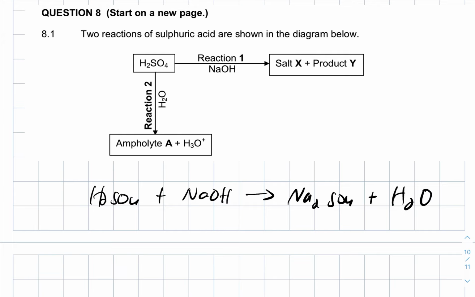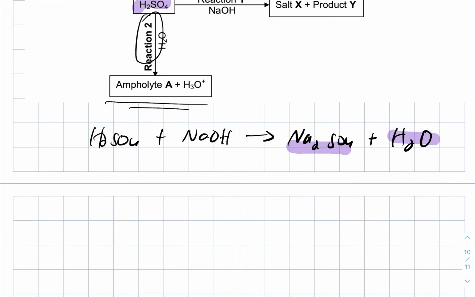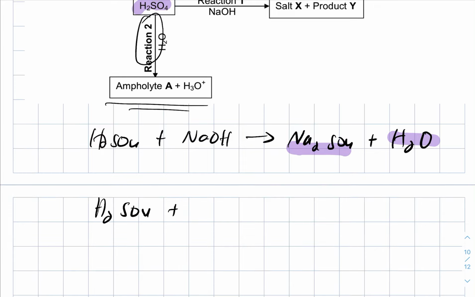Let's take a look at reaction 2. In reaction 2, there is sulfuric acid. From reaction 1 we did get the salt, which is sodium sulfate, and we also got the product Y, which in this case was water. Now in the second reaction, we are reacting the sulfuric acid with water. All right, so it's going to be H2SO4 plus water.